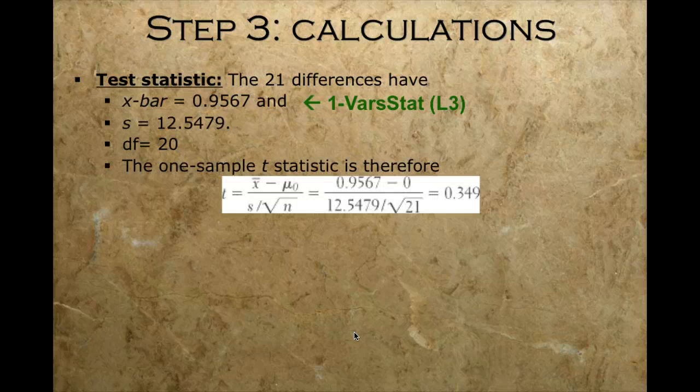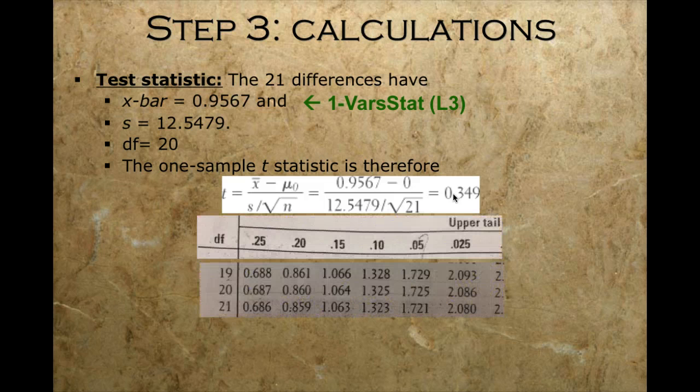Now from this I get my test statistic, my t. Remember, this is a t because I don't know sigma. So I take my sample minus my hypothesized mean difference of 0, divided by, now remember, this is my standard error in the denominator because I'm applying S rather than sigma. And I get a test statistic of 0.349.